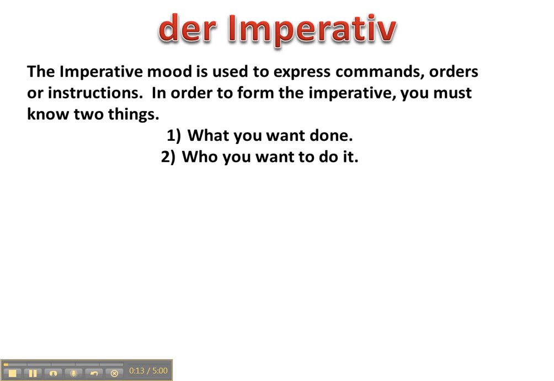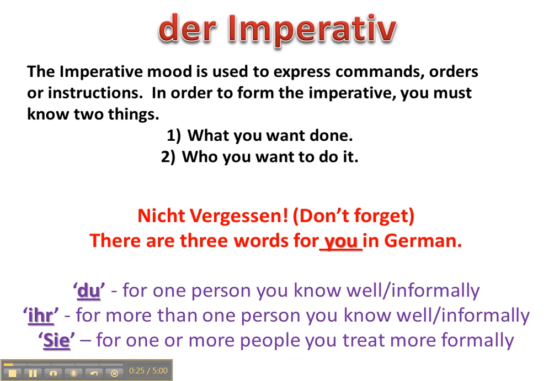The imperative mood is used to express commands, orders, or instructions. And in order to form the imperative, you must know basically two things: what you want done and who you want to do it. So don't forget, or nicht vergessen, there are three words for you in German.